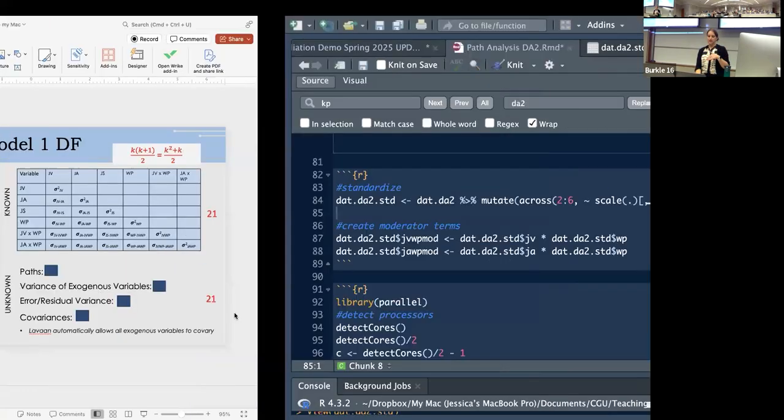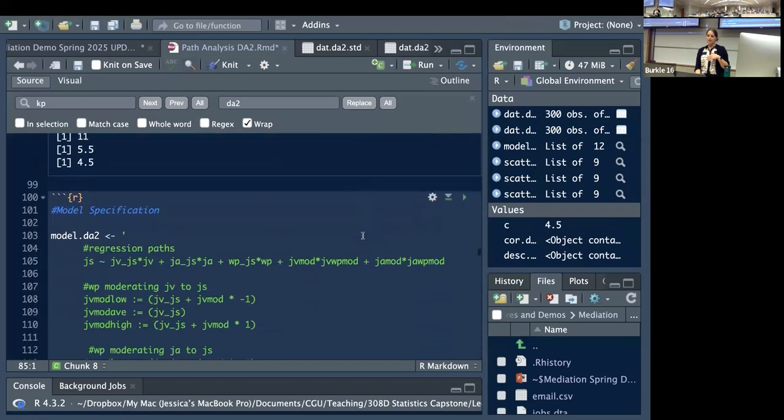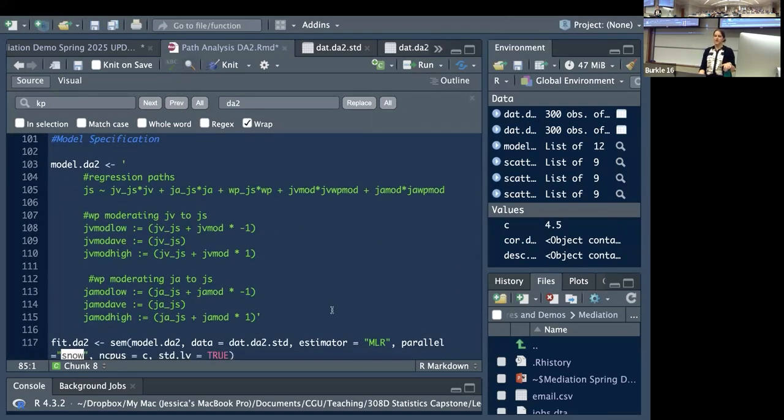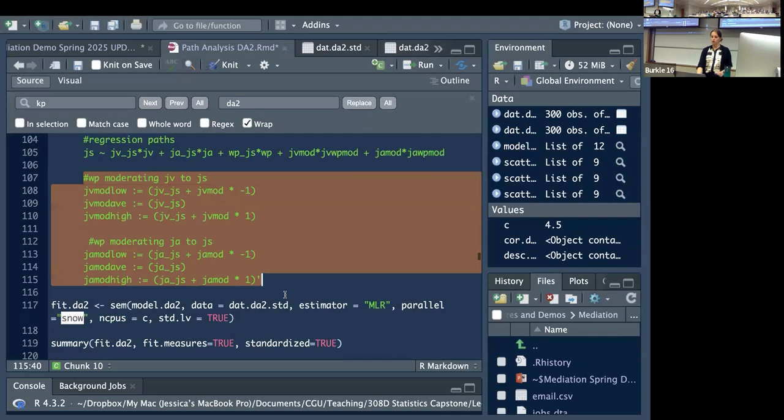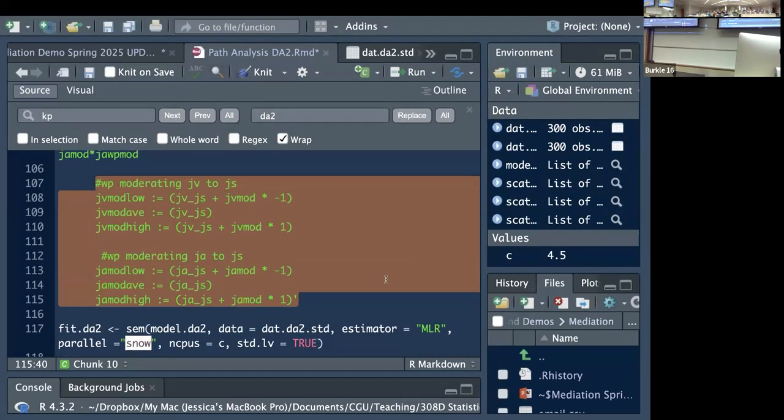Let's look at what that looks like. So I'm going to detect my processors, and then here's my model specification. I've got job satisfaction regressed onto my 5 predictors: JV, JA, work passion, first moderator term, second moderator term. And then what did I do here? Take a second and look. What did I do here? Take a second. This is like critical thinking. What did I do? It's not like you should just know. Looking, what did I do? Simple path.